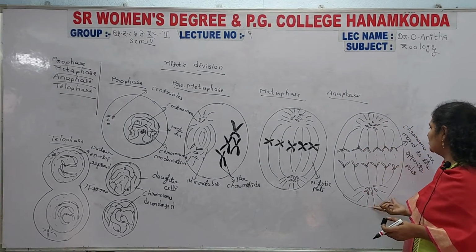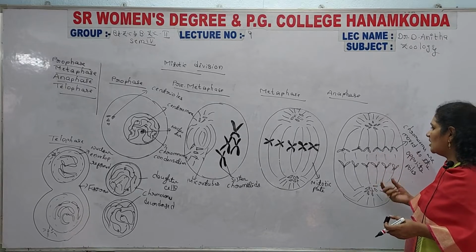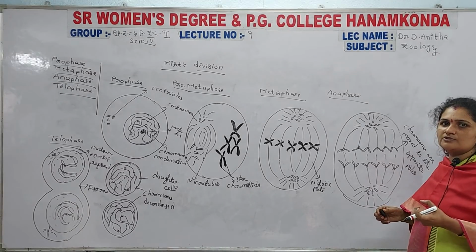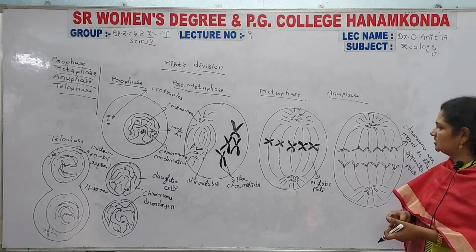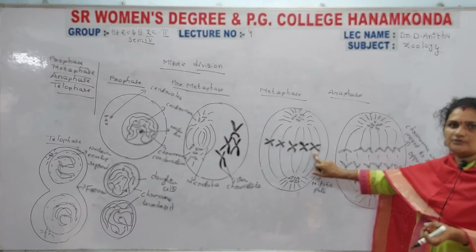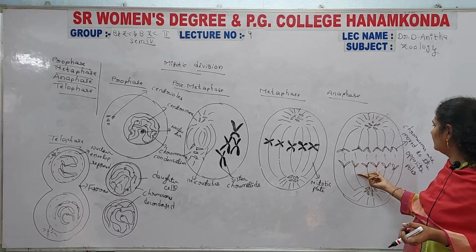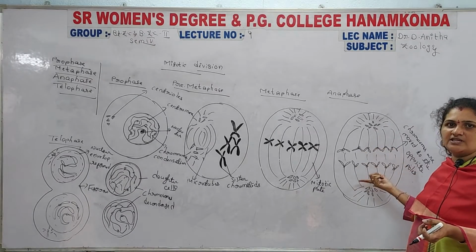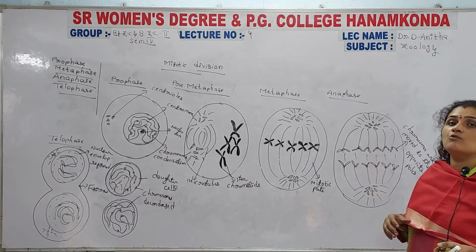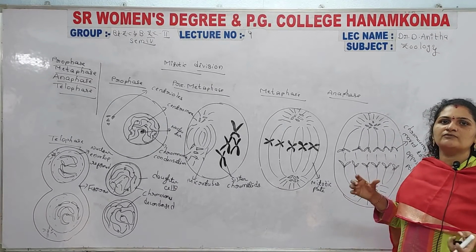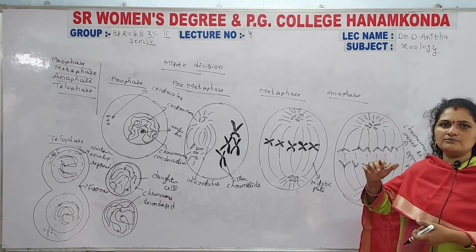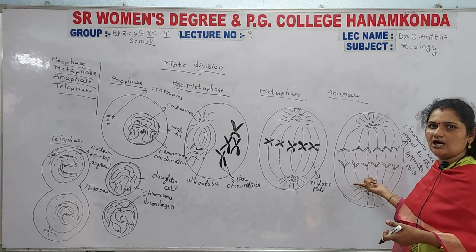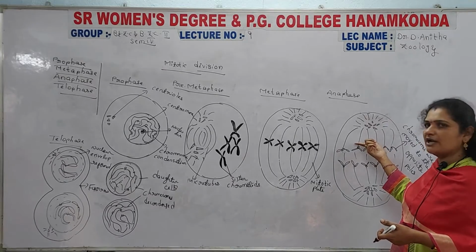The centrioles are as usual, but the microtubules pull the chromosomes to the opposite poles. The chromosomes move in the direction of their opposite poles. See here, the chromosomes were in the sister chromatid stage, but they are divided and moved to opposite poles. Anaphase means movement. So the movement of the chromosomes takes place. The chromosomes gradually move to their opposite poles with the help of these microtubules.